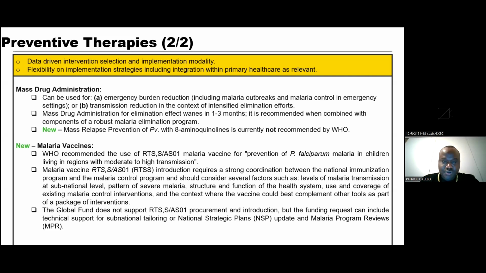What's new also is the RTS,S vaccine for malaria. However, in this cycle, Global Fund will not be supporting it. We're leaving it to our partner Gavi that will work with you. However, we're happy to fund the other elements that you can support its introduction. We'll support the inclusion of it in the NSPs if necessary, and of course, support you in the necessary malaria program reviews. Next slide.